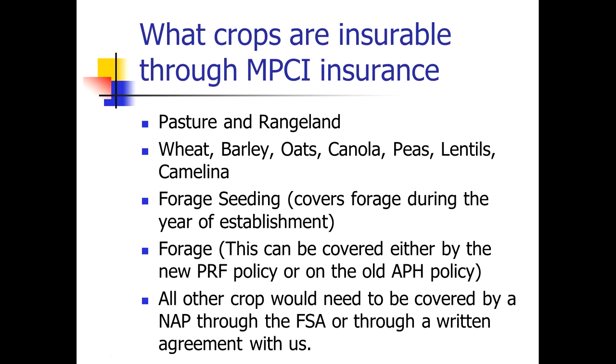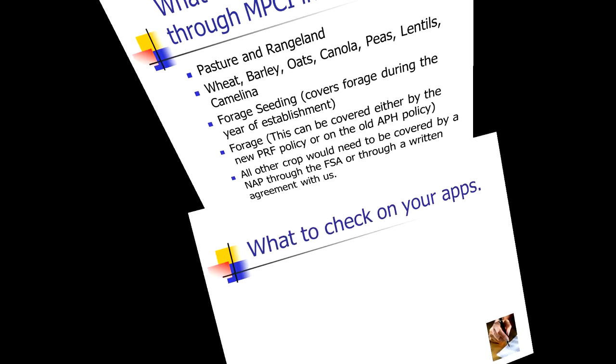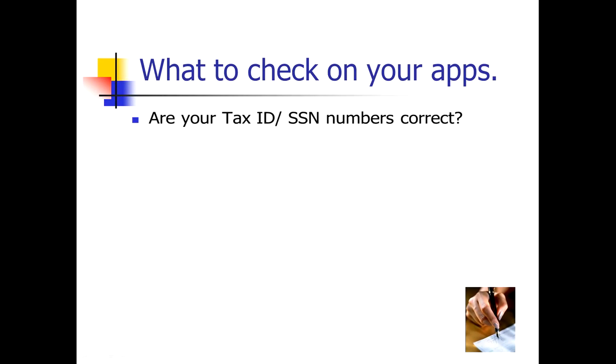So, forage seeding. If you go seed some hay ground or something, we can actually insure the value or the cost of that seed in a way. And as we go through the next crop year, if you seed it this spring and it hasn't come up by next spring, or if it winter kills next fall, we can get you a payment on that. And all other crops need to be covered by a NAP through the FSA or through a written agreement with us.